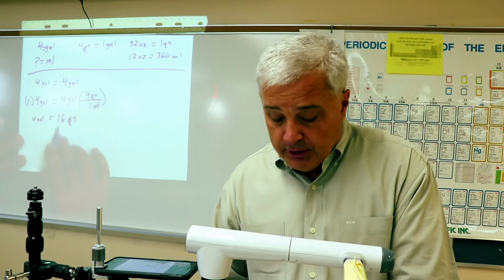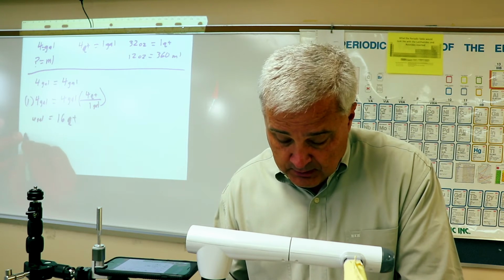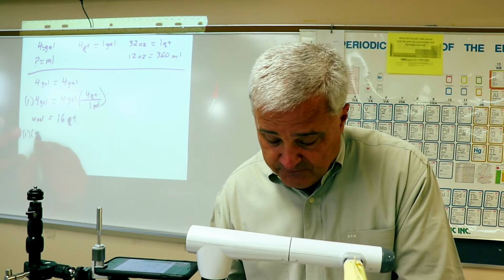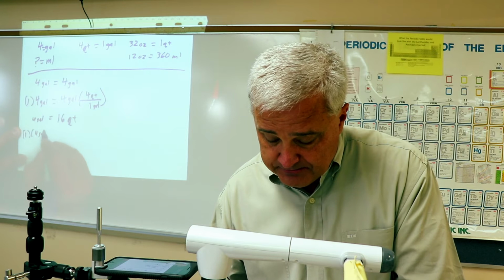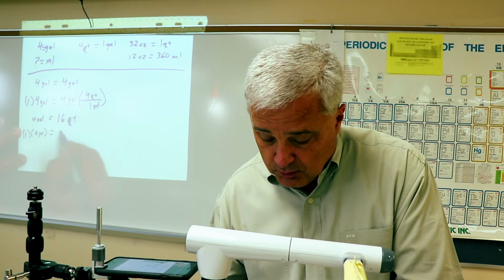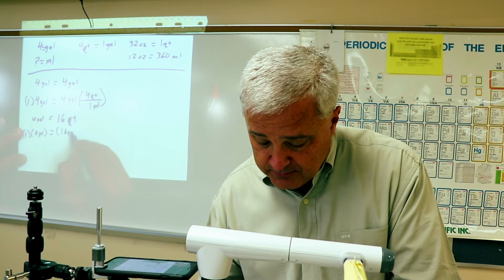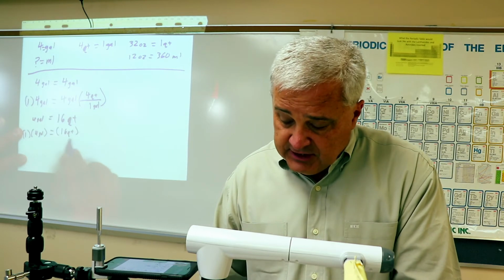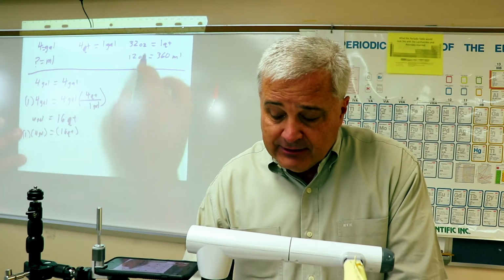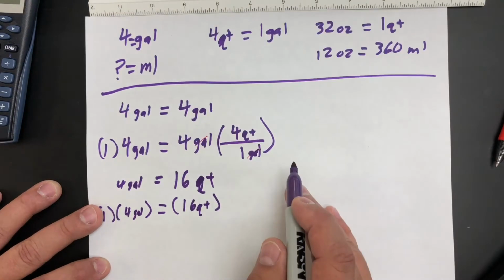Now I'm going to multiply by 1 again. 1 times 4 gallons equals, I'm going to use brackets as our indication for multiplying because it's kind of getting long, 16 quarts. I would like to get ounces. I'm going to multiply by 1.